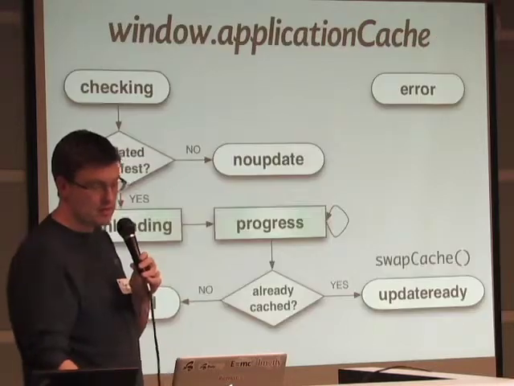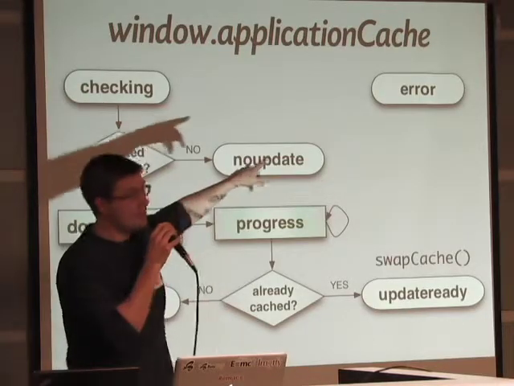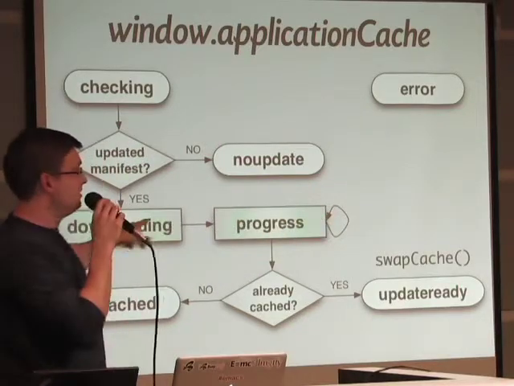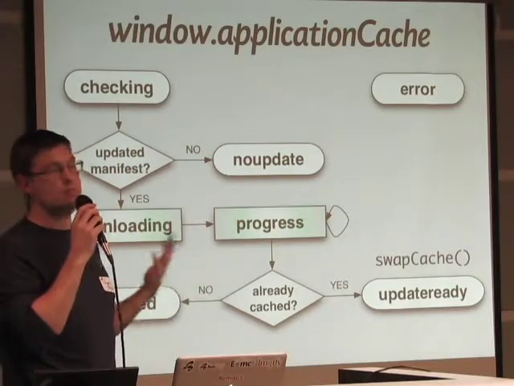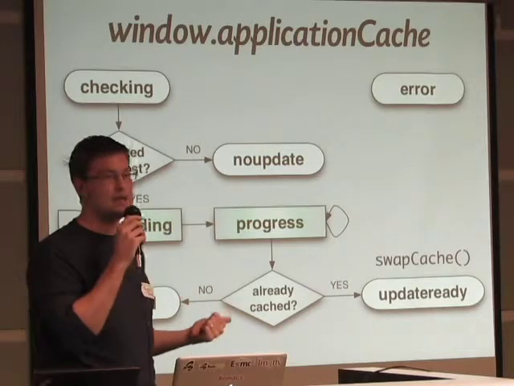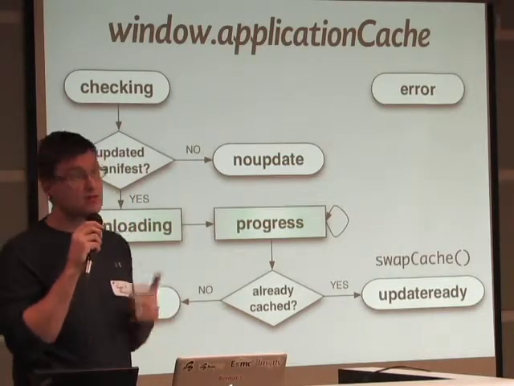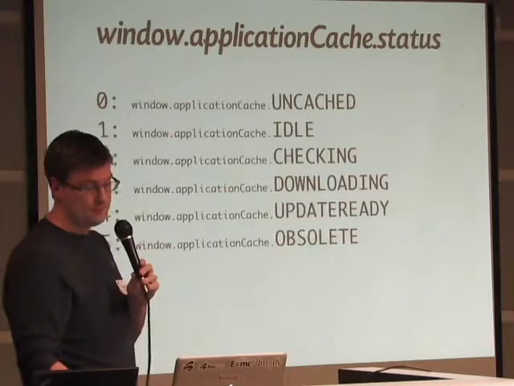One thing I forgot to talk about on the last one. At any time during this entire process, there's an error event that fires. And that error event means something went terribly wrong. Sometimes it's the case that the manifest file wasn't available, or the manifest file syntax was invalid. All these things can kind of catch you.